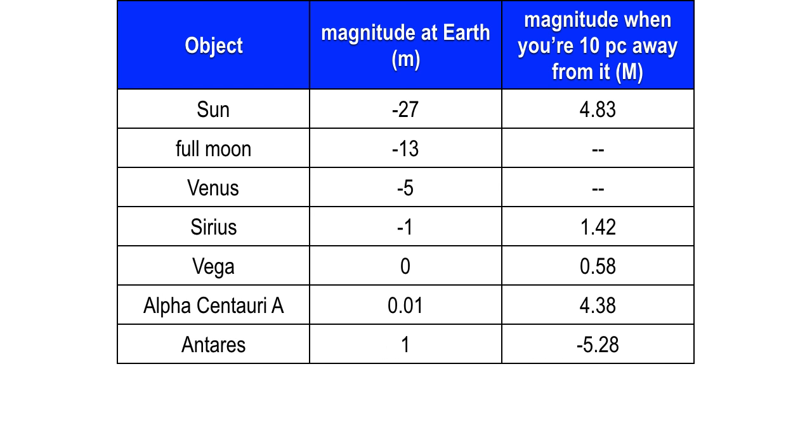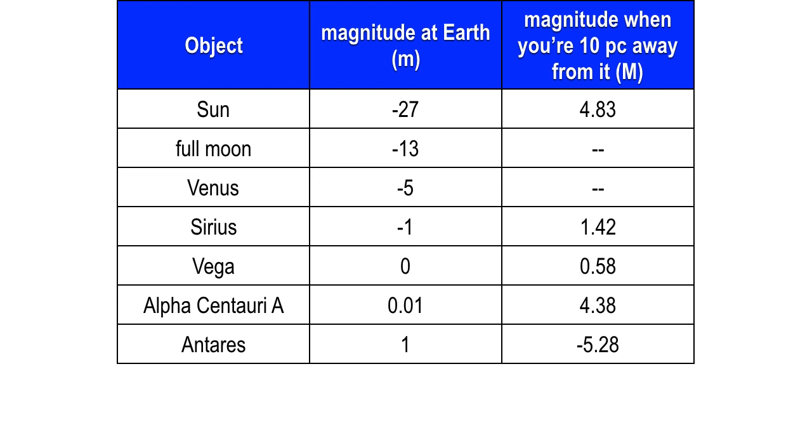Antares, a giant star, magnitude 1, bright. It's a good bright star. And we can see it at night. And whoa, 10 parsecs away, it would be brighter than Venus. Nice. Really bright. So we're a little bit far away, so we're only getting a magnitude 1, apparently, at Earth. So it seems dimmer than it actually is.